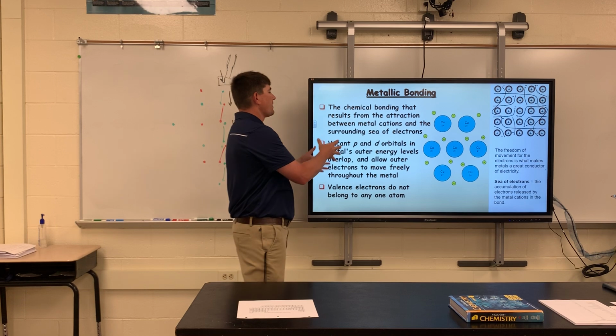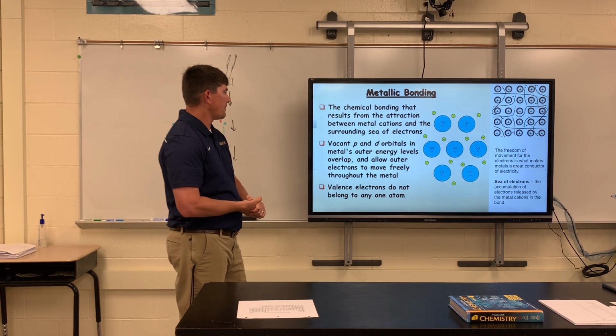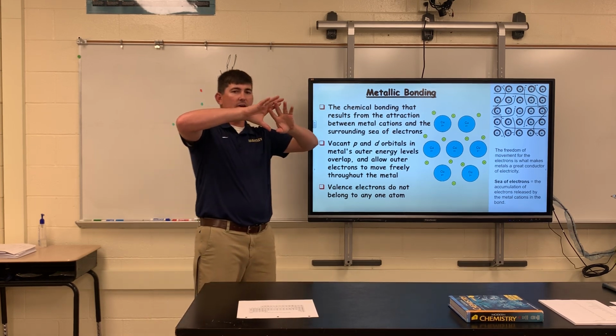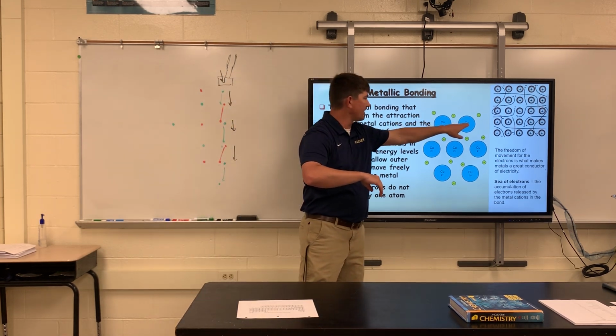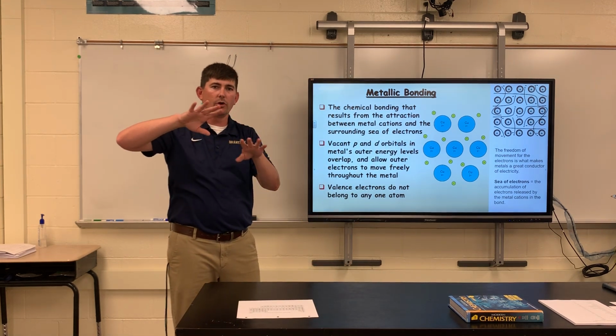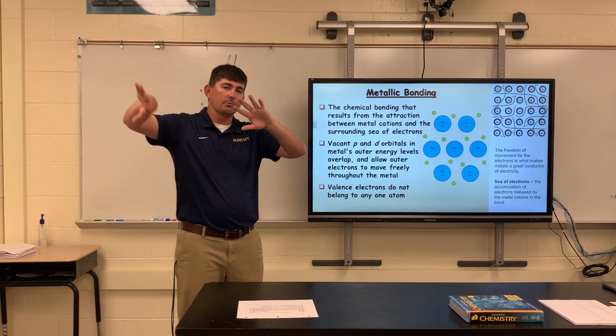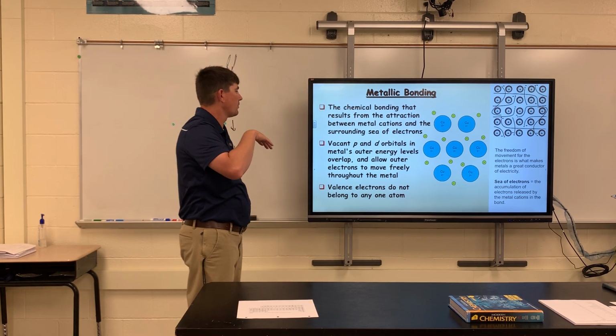Okay? So what they end up with is they have vacant p and d orbitals in the metal's outer energy levels. And these outer p and d orbitals from this guy and this guy and this guy and this guy, they're all kind of overlapping each other. So the p and the d orbitals of that outer energy level from one atom are overlapping with another atom, right?